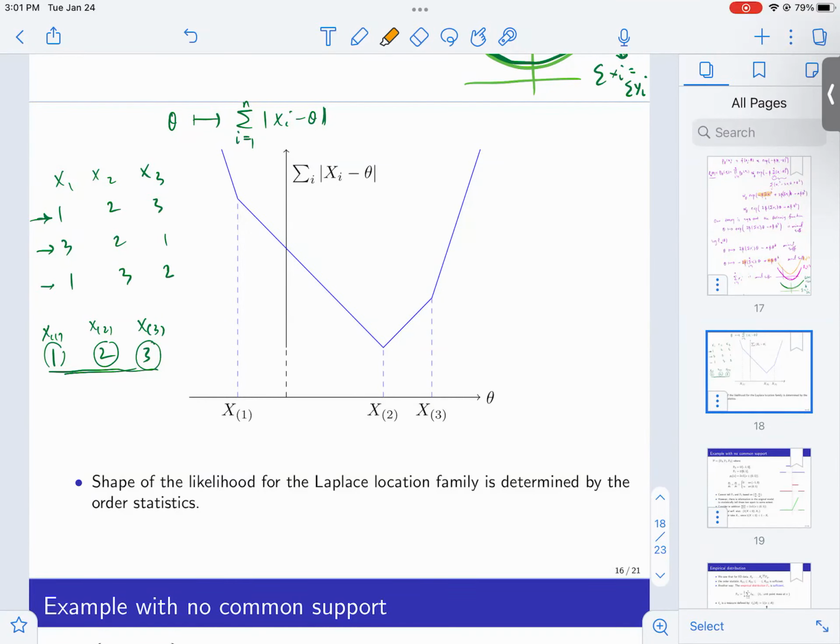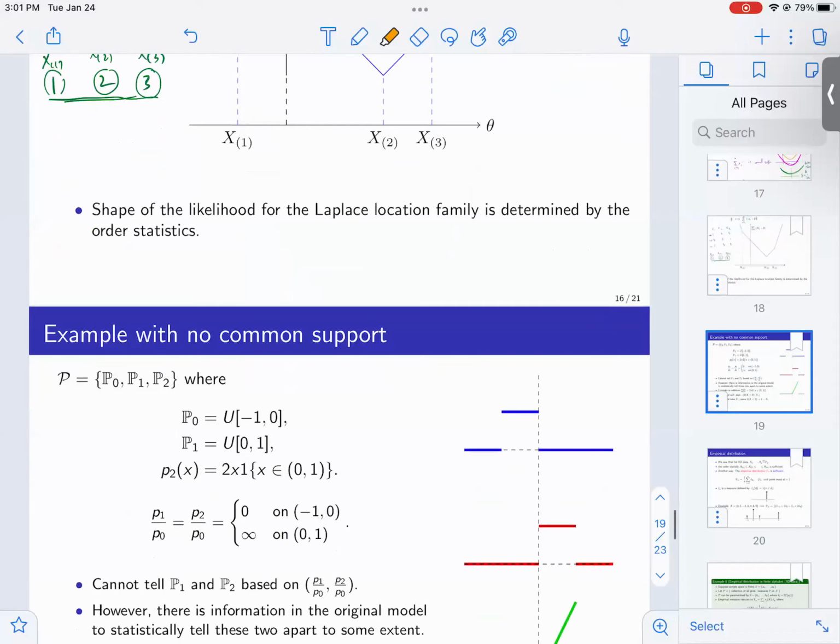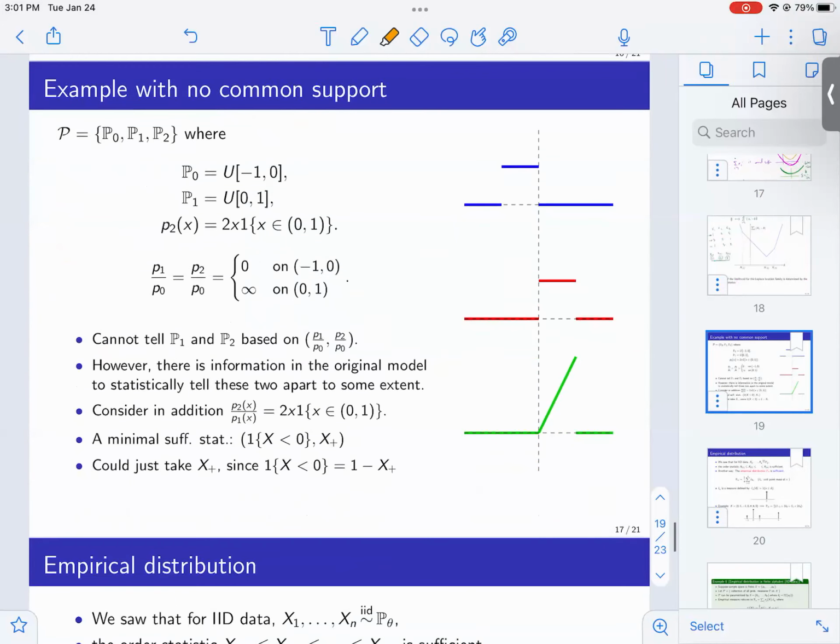Everyone is happy? Okay. Now that you're happy, one last slide before, maybe 2 slides, but this is an example to see what happens if you don't have a common support. This example is from a homework problem in Lehmann's book, Theory of Point Estimation. I'm going to refer to it as the TPE book.